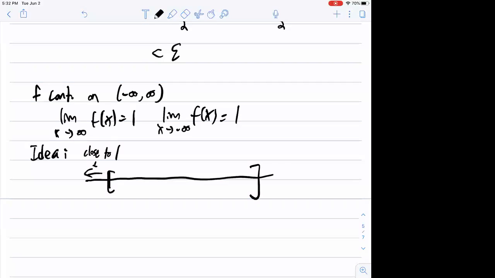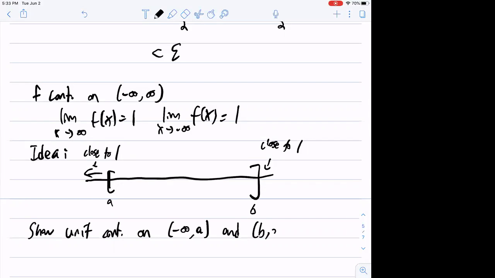And then from here, past a certain point, this thing's close to 1, right? So if you could show being close to 1 means uniform continuous, you're done, right? Why? Because if I call this, let's just make it the same number, like a to b, it's enough to show uniform continuity on negative infinity to a and b to infinity.